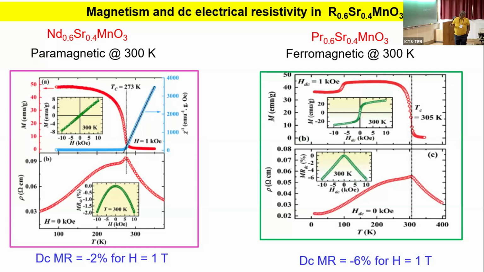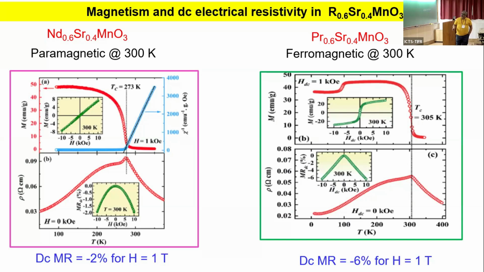Okay, now I go for the high frequency part. Again, take the same compositions, now with praseodymium and neodymium. The difference is that with praseodymium, I have a ferromagnetic transition at room temperature. With neodymium, the ferromagnetic transition shifts to low temperature, 270 Kelvin. So this sample is paramagnetic at room temperature, and this one is ferromagnetic at room temperature. Fine, both compounds show an insulator to metal transition, and the temperature is changed around the Curie temperature.